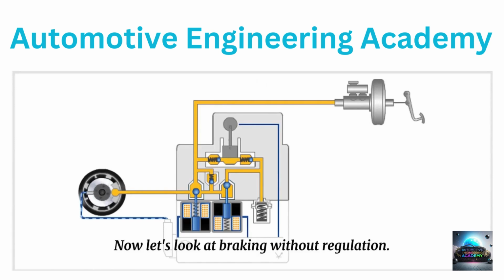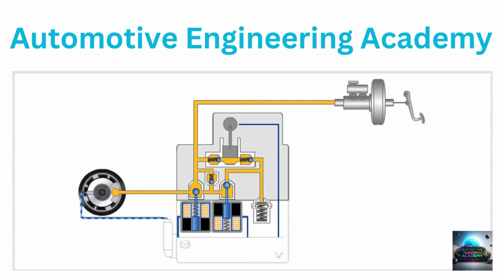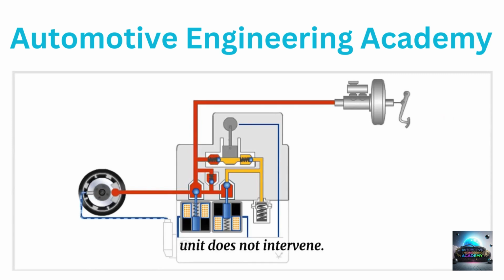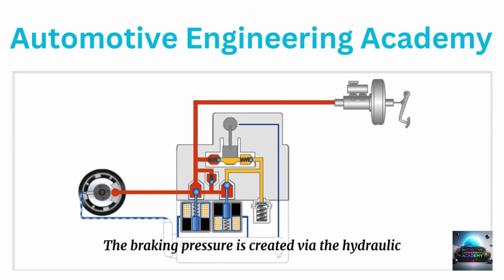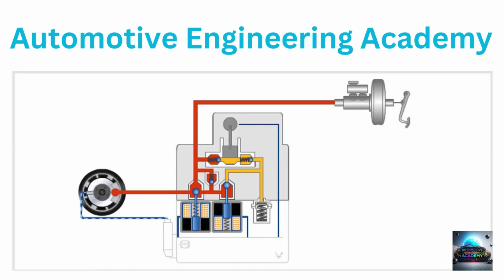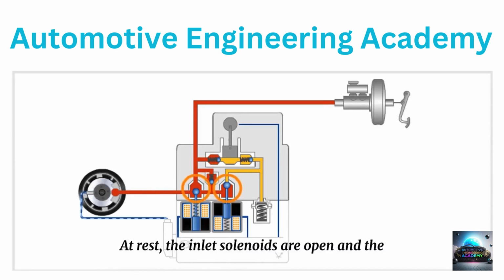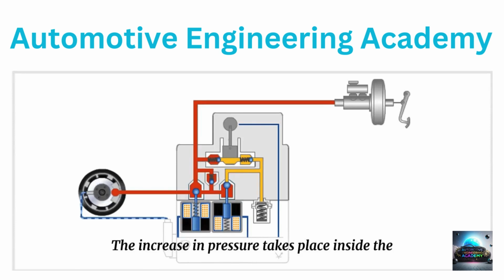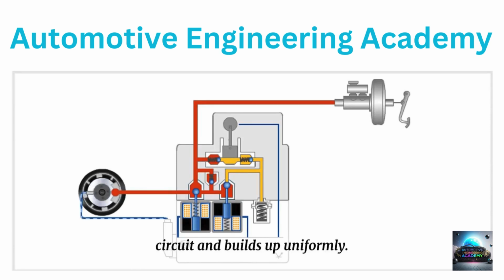Now let's look at braking without regulation. In the case of braking without regulation, the ABS unit does not intervene. The braking pressure is created via the hydraulic unit. At rest, the inlet solenoids are open and the outlet solenoids are closed. The increase in pressure takes place inside the circuit and builds up uniformly.